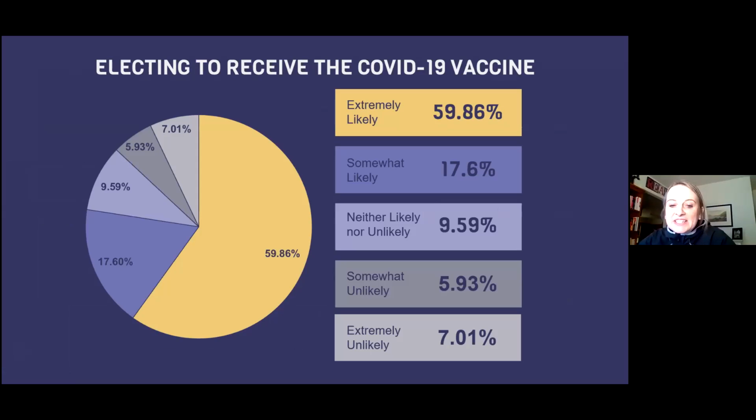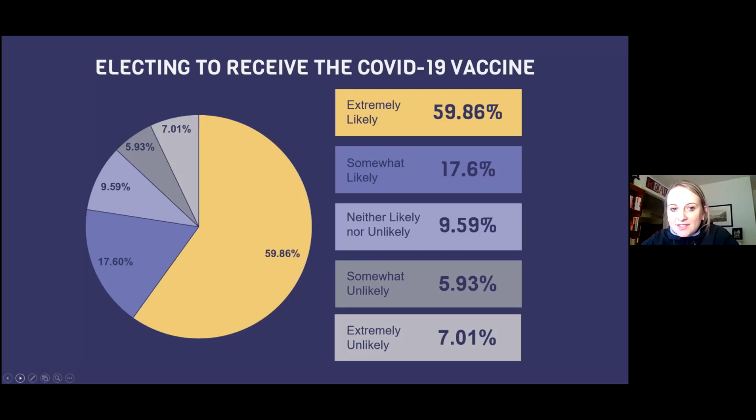So this is really encouraging. About 77% of our students are either extremely likely or somewhat likely to elect to receive the COVID-19 vaccine when it becomes available to them. And hearing President Mahoney share that Governor Newsom is encouraged that sometime before May, all adults over 18 might have the opportunity to elect to receive a vaccine, this is encouraging for us looking forward into the fall semester.